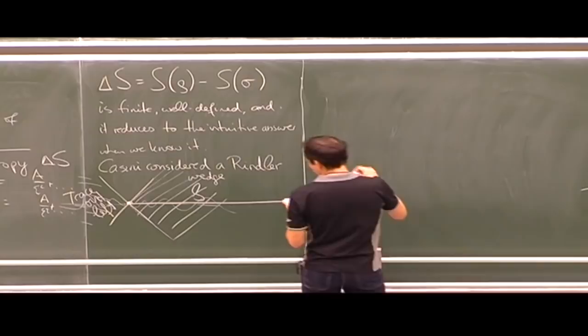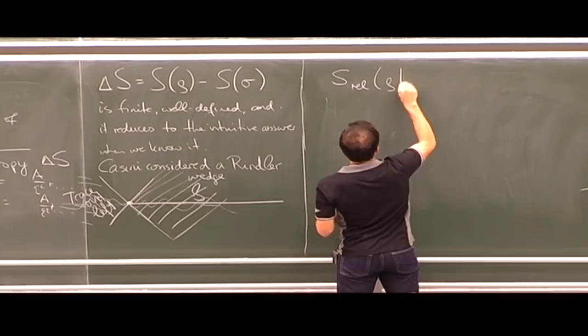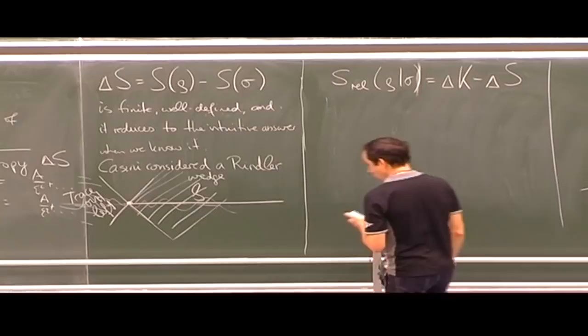And he observed the following statements. Okay, and I'm just going to write down a bunch of formulas, and then we'll see what these formulas mean. So, in fact, for these two states, sigma and rho, you can define something called a relative entropy, and I will give you the definition in just a moment. But this is Cassini's observation.